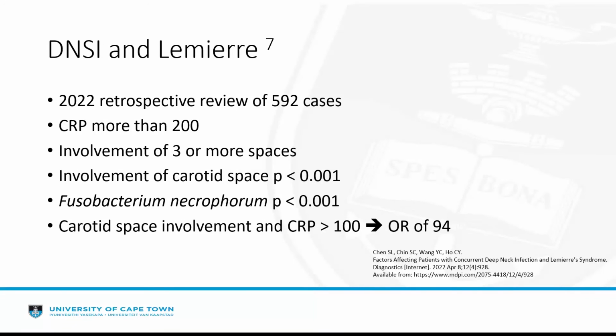Involvement of a carotid space has a very high predictive value for Lemierre syndrome, with a p-value of less than 0.001. And then if you isolate Fusobacterium necrophorum, you should also actively look for Lemierre syndrome, with a p-value of less than 0.001 in this population. And then look at carotid space involvement along with a CRP of more than 100, your odds ratio is 94 for having Lemierre syndrome.